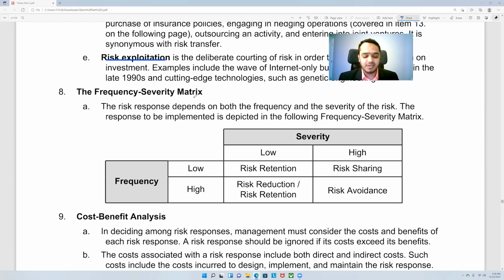So the frequency severity matrix, we were talking about that. If the severity is low and the frequency is low, you can retain that risk and try it yourself. But if the severity of the risk is high and the frequency of the risk is also high, try avoiding it. Just finish that particular business. And now let's talk about in-between things. If the severity is high and the frequency is low, you can just share that risk. And if the severity is low and the frequency is high, you can reduce that risk or retain that risk. That depends on organization to organization.